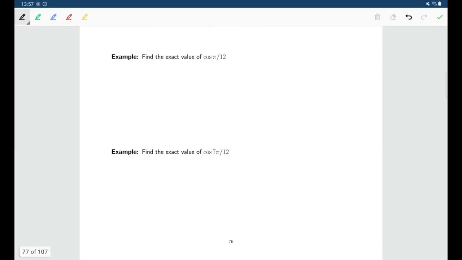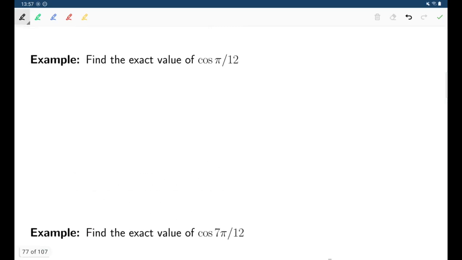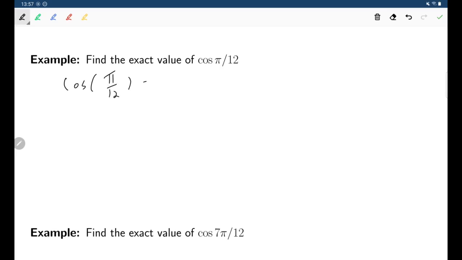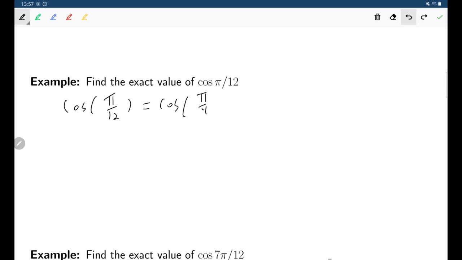So let's start with this first problem, finding cosine of pi over 12. Pi over 12 radians, that's the same thing as 15 degrees. And we know that 15 degrees is 45 degrees minus 30 degrees. So pi over 12 radians is the same thing as pi over 4 minus pi over 6. That means when I'm looking for cosine of pi over 12, I'll instead be thinking of it as cosine of pi over 4 minus pi over 6.